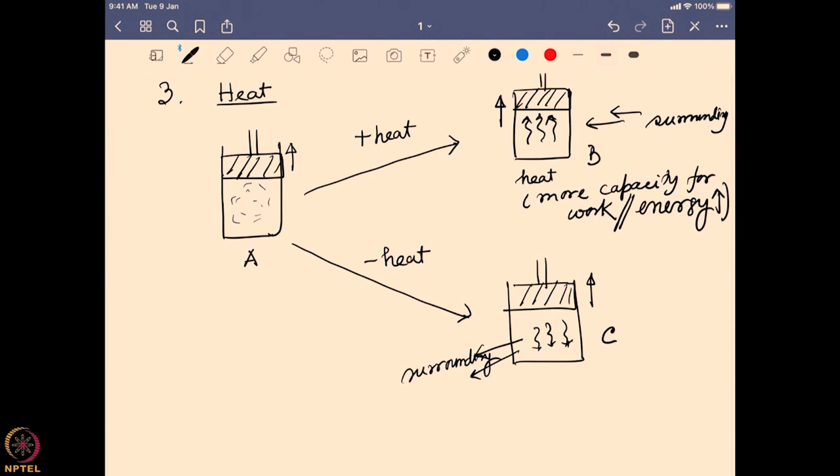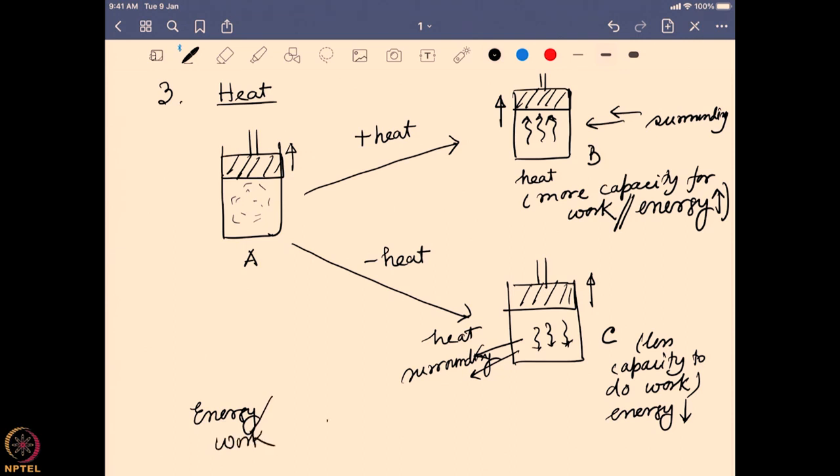So we can say that when heat is moved out of the system to the surrounding, it has less capacity to do work, and that means the overall energy goes down in form C with respect to A. So now you can see heat is also directly connected to work and energy. If we put all these things together with respect to energy or propensity to do work, we can say B has the highest propensity or energy to do work, then it is A, then it is C. And you can see it is directly correlated with how much heat it has.